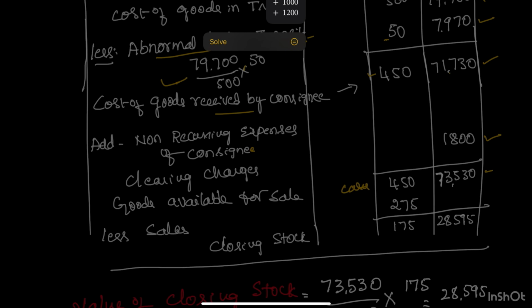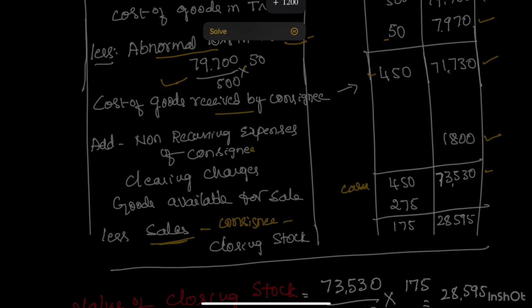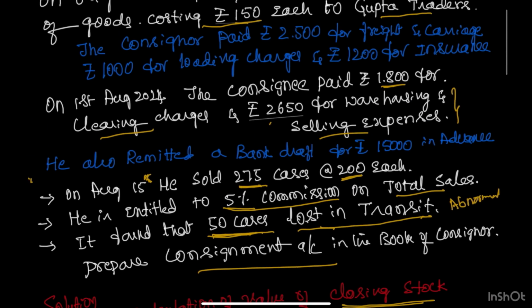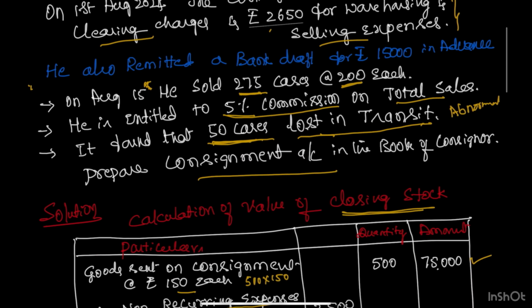Out of 450 cases, what are the sales done by the consignee, Gupta traders? They have sold 275 cases. What's the value of sales that they have done? They have sold at rupees 200.